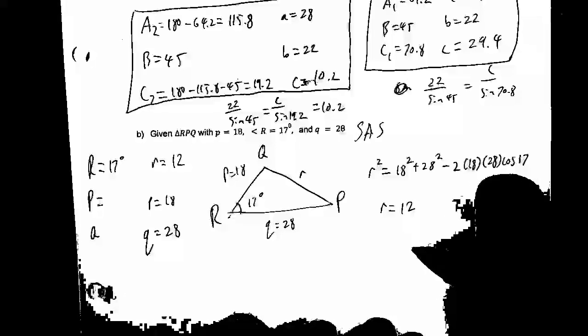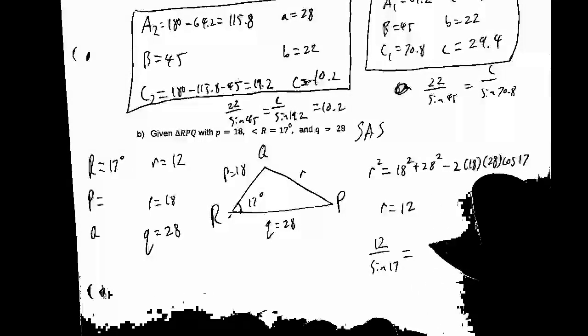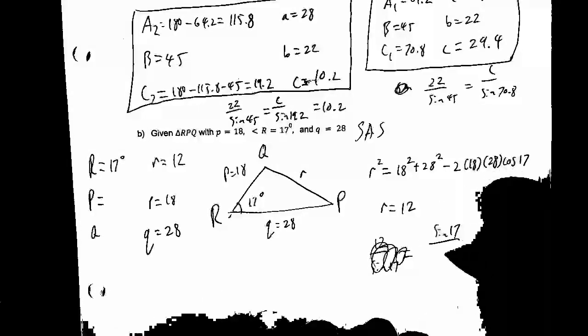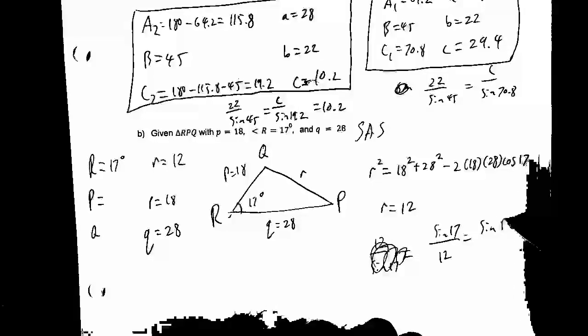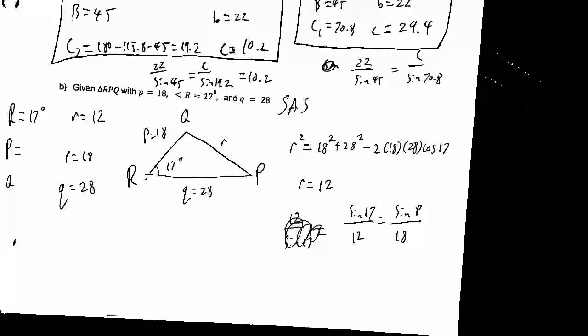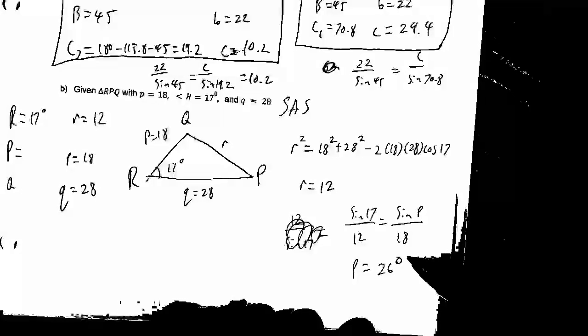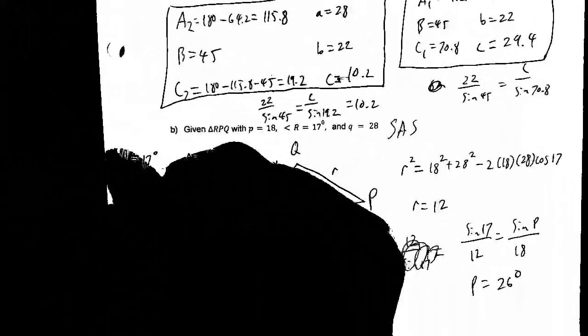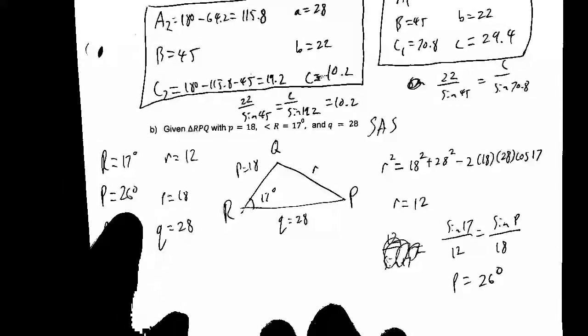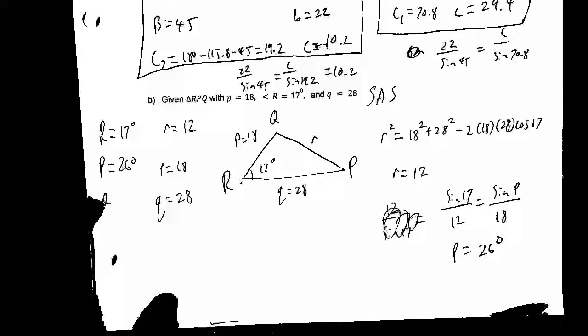We can say that sine 17 over 12 equals sine P over 18. We're going to solve this for sine P, so 18 times sine 17, divide that by 12, inverse sine it, and we get 26 degrees. Okay, so P is 26 degrees, and this makes sense, right, because 17 goes with 12, 26 goes with 18. This seems reasonable. And so that means that Q must be 180 minus 26 minus 17, which is 137.